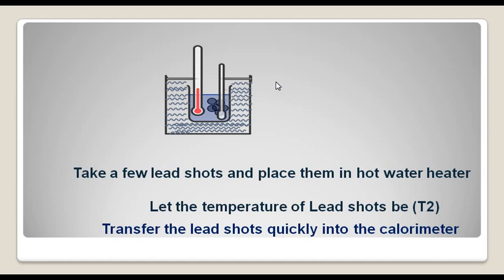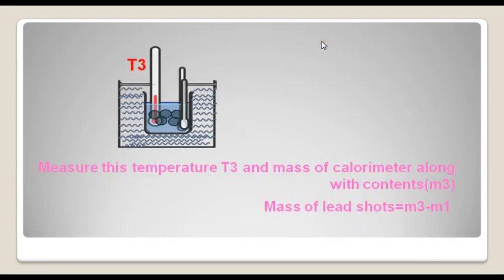Now at the equilibrium state, the heat energy lost by the lead shots will be equal to the heat energy gained by the copper vessel and also the water. And then we have to measure the temperature, let it be T3. This is the equilibrium temperature. This can be more than T1 and less than T2. We know that.